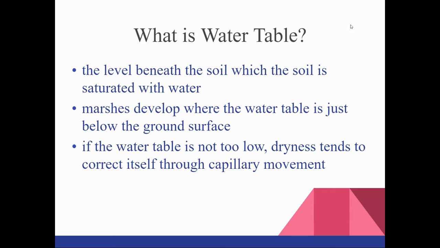The water table is the level beneath the soil at which the soil is saturated with water. Marshes develop where the water table is just below the ground surface. If the water table is not too low, dryness tends to correct itself through capillary movement. Most of the water supply for humans comes from the water table.